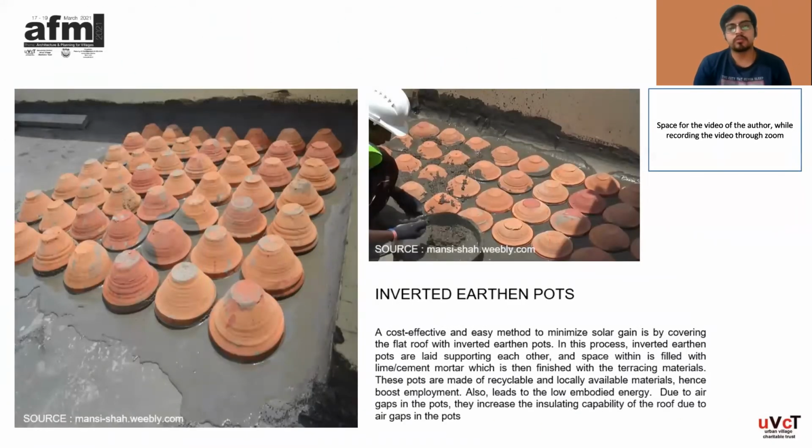Inverted earthen pots. A cost-effective and easy method to minimize solar gain is by covering the flat roof with inverted earthen pots. In this process, inverted earthen pots are laid supporting each other. The space within is filled with lime or cement mortar, which is then finished with the terracing material.